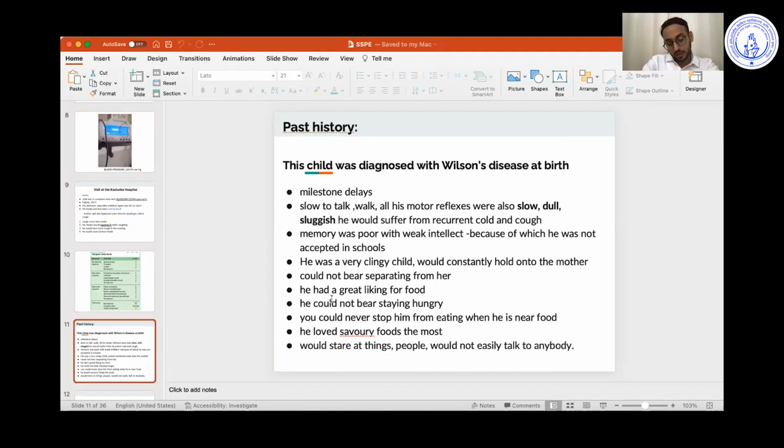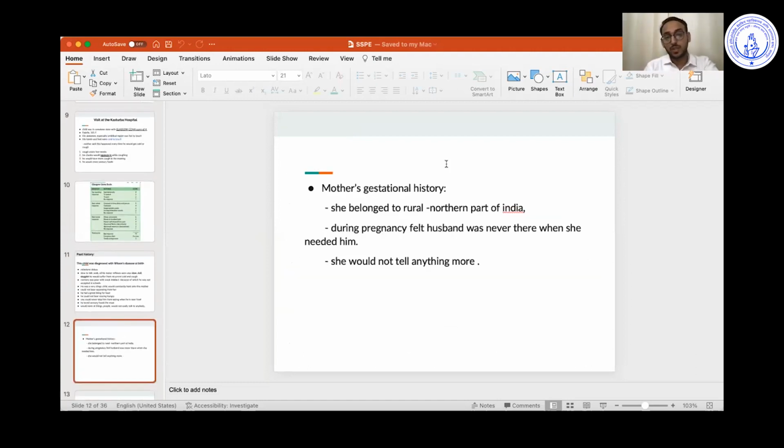We asked them to please tell us a little bit about the birth history, and from birth till now, how was he in development. So the parents said that he was already a diagnosed case of Wilson disease at birth, and since birth the child is very, very slow, very, very weak, very, very dull. The concentration level is very weak, and the child was always clingy to mother. No one, but always used to be with mother only. So this was the case history which we got.